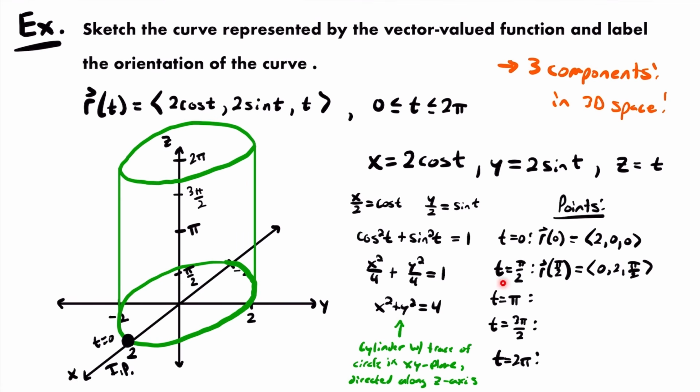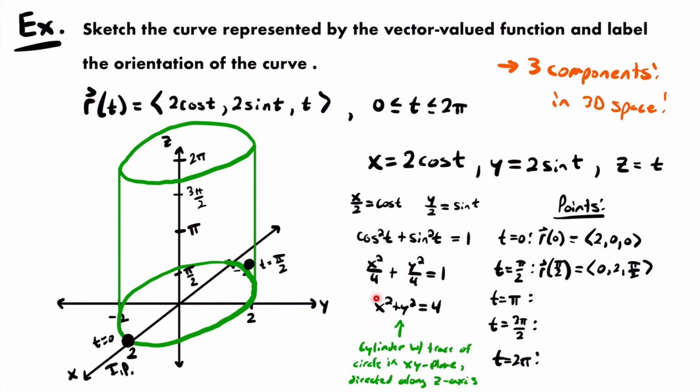Okay, so if we have a y-coordinate of 2 and a z-coordinate of pi divided by 2, that will take us to right here on our cylinder. So we'll plot a point right here, okay? We're at the height of pi divided by 2 and a y-coordinate of 2. So that would be our point where t equals pi divided by 2.